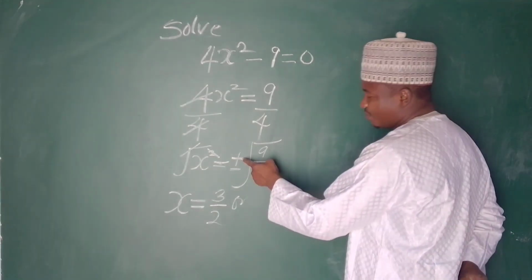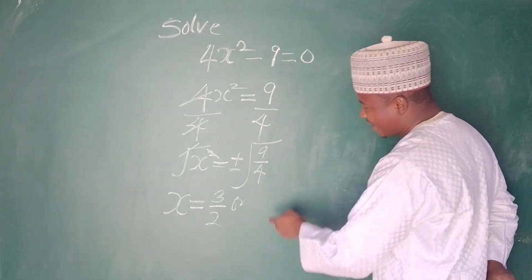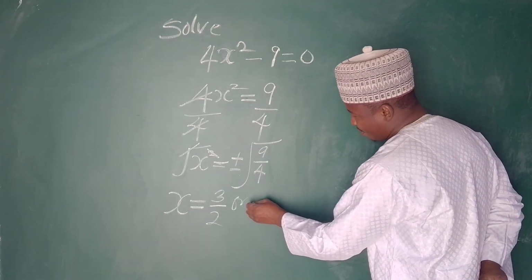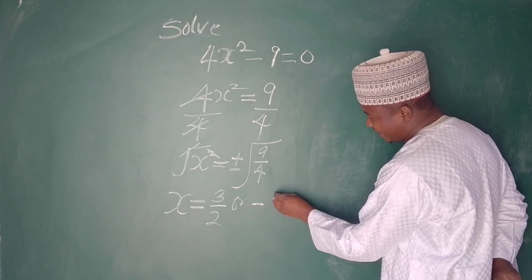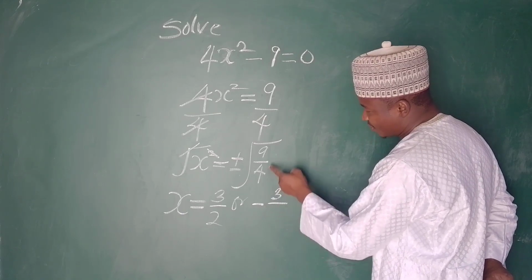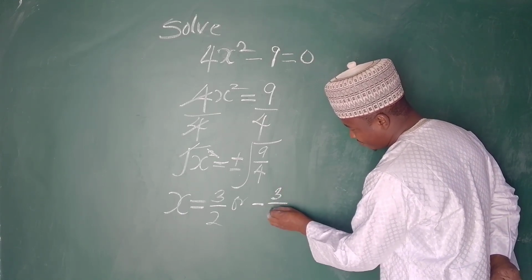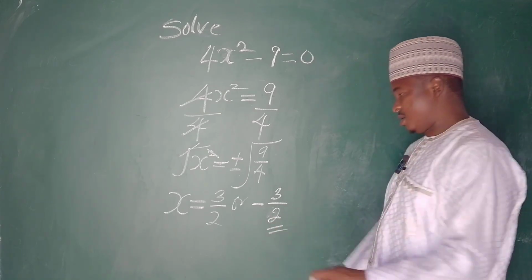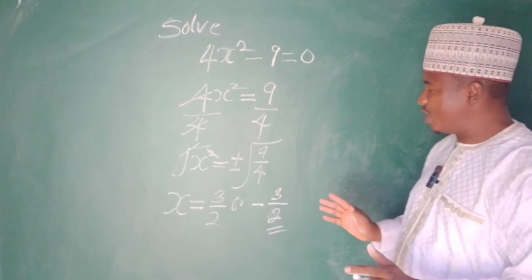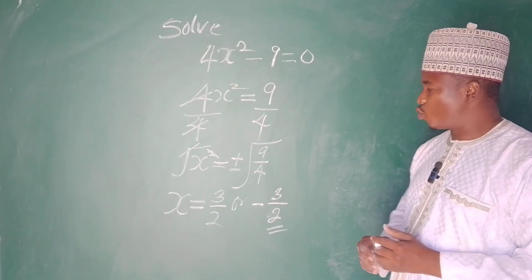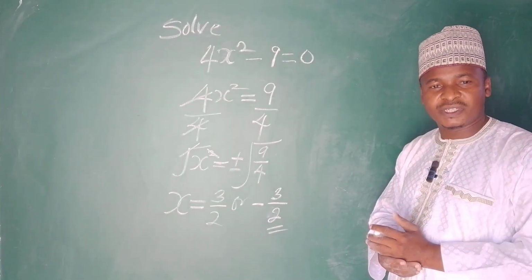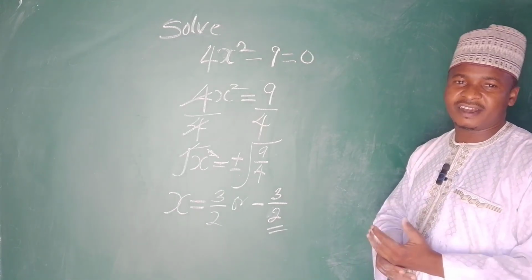Or when you have plus or minus kuma sai zama minus square root of 9 is 3 over square root of 4 is 2. Shikenan mun samu answer.